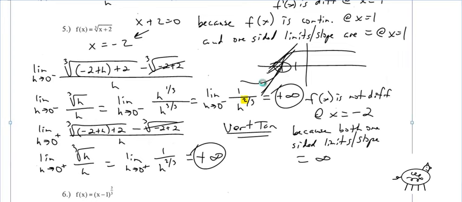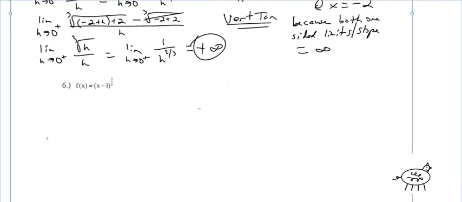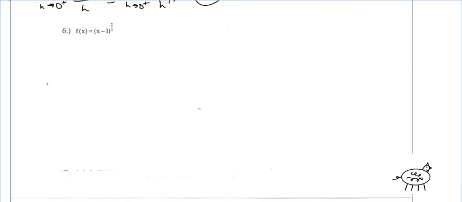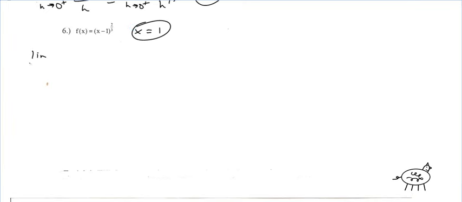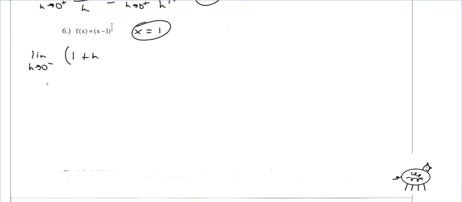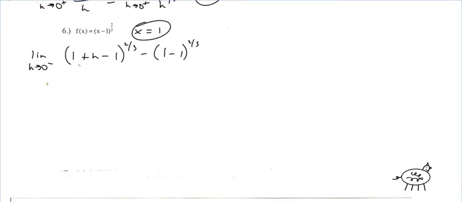Okay, not bad. And last problem, number 6. Okay, same thing. It's a continuous function. It's a great function, but I need to find out if it's differentiable. So first of all, our critical value is x equals 1, right? x minus 1 equals 0. And so let's do our limits here. Limit as h approaches 0 from the negative side of 1 plus h minus 1 to the 2/3 power minus 1 minus 1 to the 2/3 power all over h.